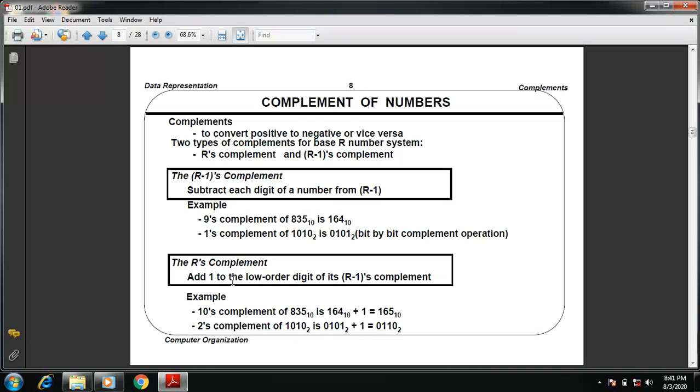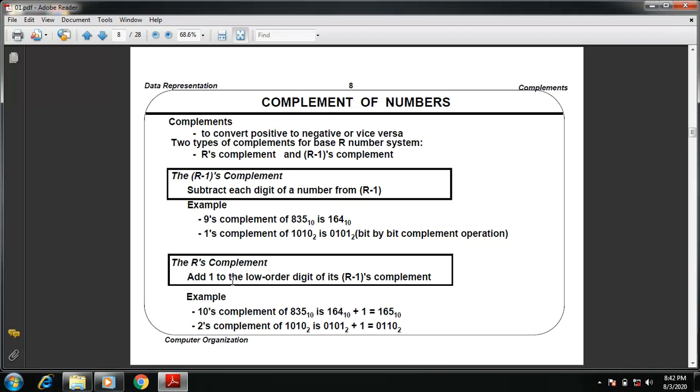Okay, next the R's complement. In the R's complement we add 1 to the least significant bit of its R minus 1 complement. First we get the R minus 1 complement. After that we add 1 to the least significant bit, LSB. For example, for 835 base 10, the 9's complement is 164. Here we add 1 to the least significant digit 4, and we get the R's complement, that is the 10's complement, 165. Similarly 0101 is the 1's complement of 1010. Then we add 1 for the R's complement, and the result is 0110. So this is our complement numbers.